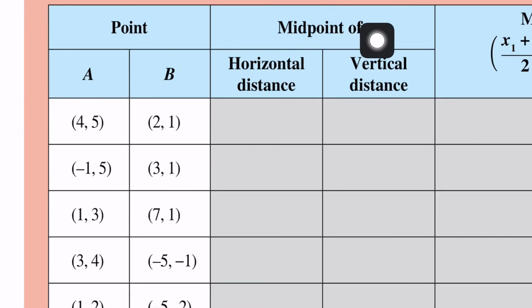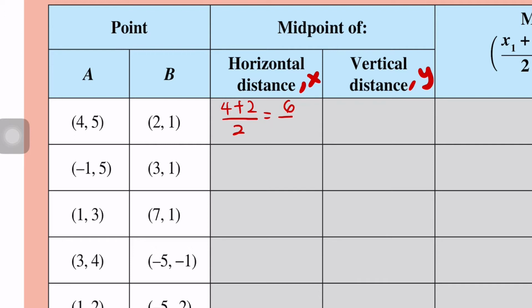Okay, midpoint of horizontal distance. So horizontal distance kita tengok x kan. So this is x and this is y. Okay, midpoint of horizontal distance, you just take 4 plus 2 divide by 2. So you will get 4 plus 2 is 6, 6 divided by 2 is 3.